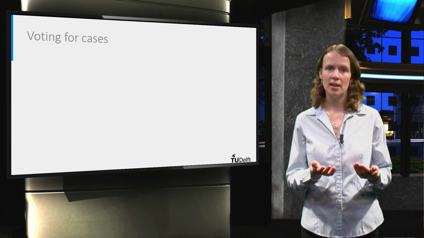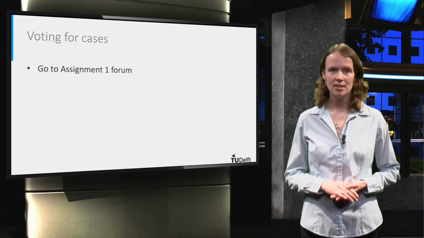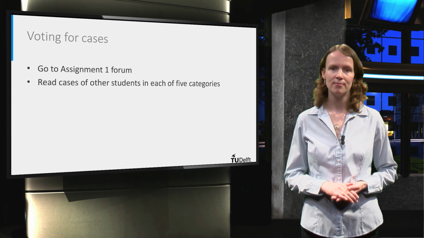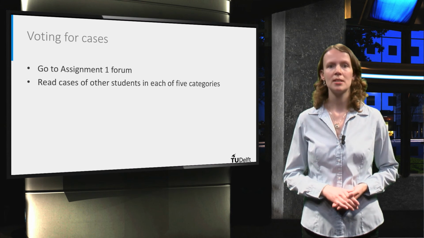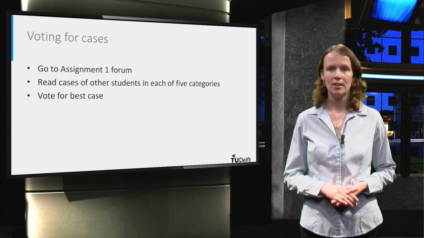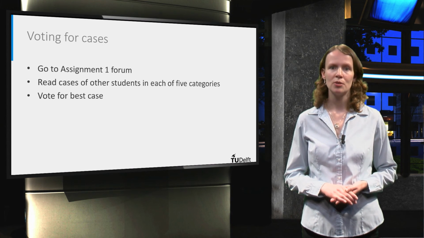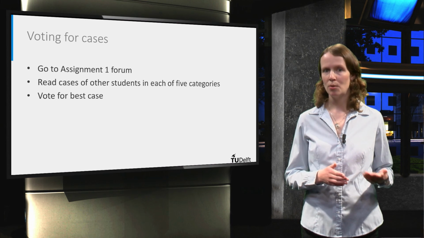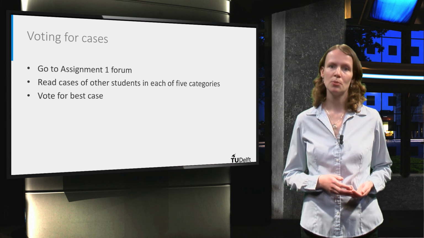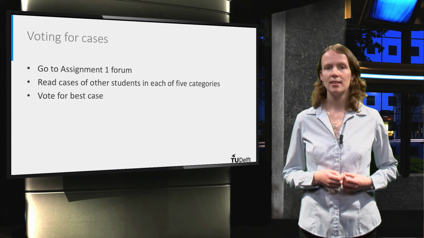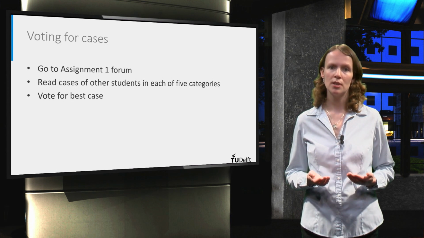After sharing your case, please read at least 3 cases submitted by other students in 2 categories of your choice. Then, vote for the best case that you read in each of the two categories. We also encourage you to discuss the uploaded cases. Such discussions can help you understand how open government principles are implemented in other countries and contexts. The cases with most votes will be used in Assignment 3.